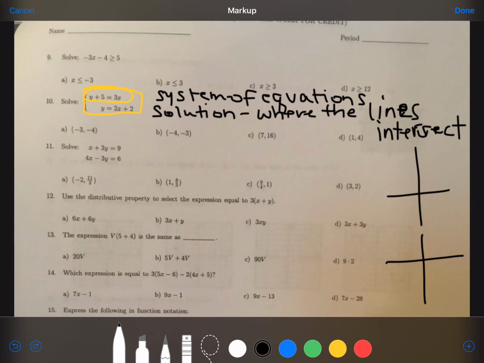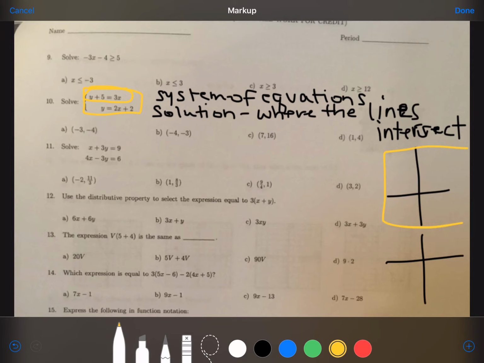Once you get to relation, you're going to type both of the equations in. So start by typing y plus 5 equals 3x. That's the first equation that they give you. Then go down and type in the next equation, y equals 2x plus 2. After you type the second equation in, then you press enter. Whatever your graph looks like, that's what I want you to sketch here.